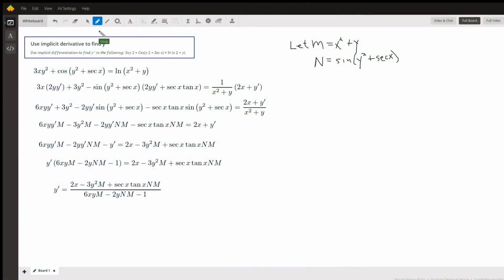Okay, I interpreted this post right here to imply that these 2's are exponents. So I've rewritten the post like this. And we're supposed to find y prime using implicit differentiation. I consider problems like this to be major busy work, but let's do some of it anyway.